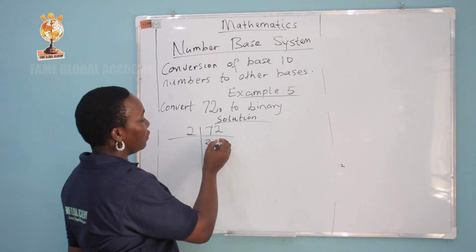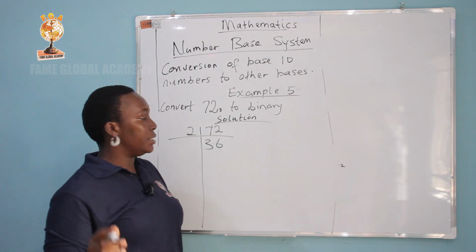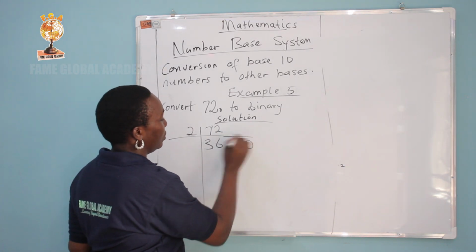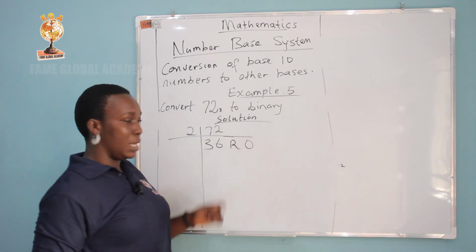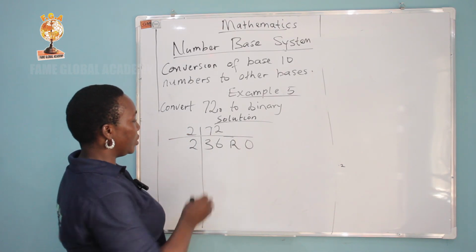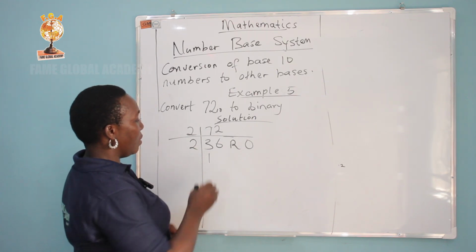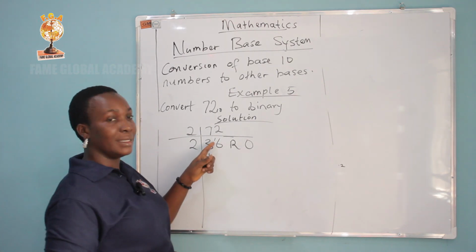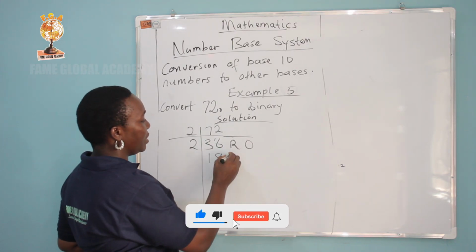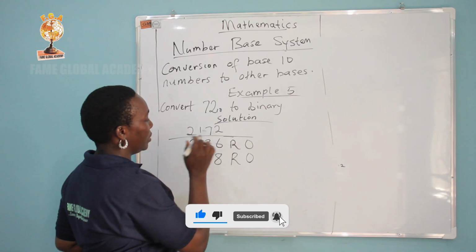2 into 12 will give us what? 6. Is there any remainder? No. So you have remainder 0. Okay, so you clean this one. So let's continue. 2 into 36. 2 into 3 is what? 1. Remainder 1. Put the 1 here, that's 16. 2 into 16 will give us what? 8. Remainder 0. You clean the 1.